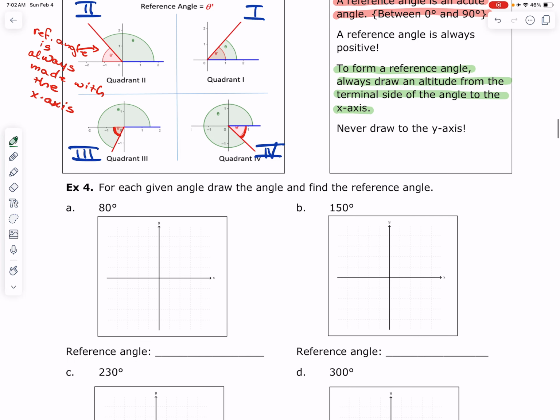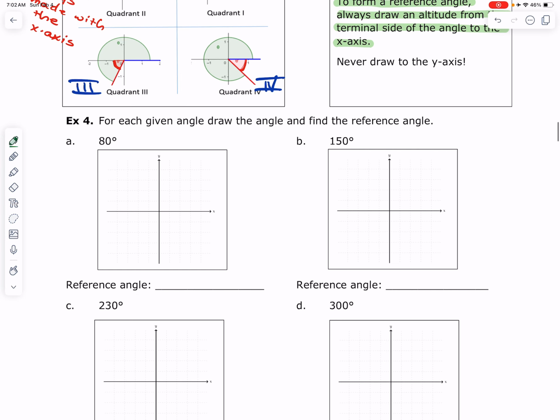So let us take a look at some examples. Here is my 80-degree angle. And you noticed I started with degree measures. We're just a little more comfortable with those. The angle made with the x-axis, I'm in the first quadrant. So my reference angle is just the angle itself, that 80 degrees.